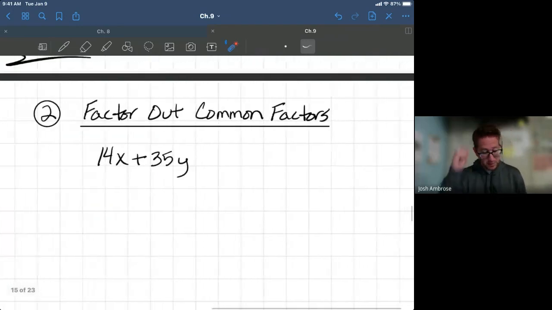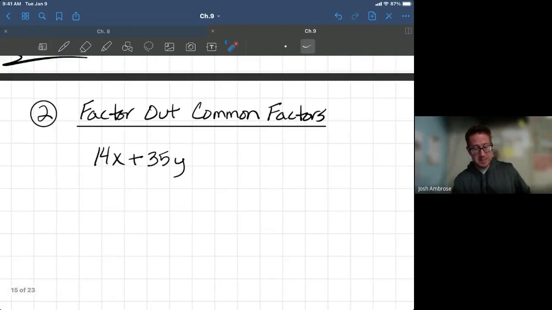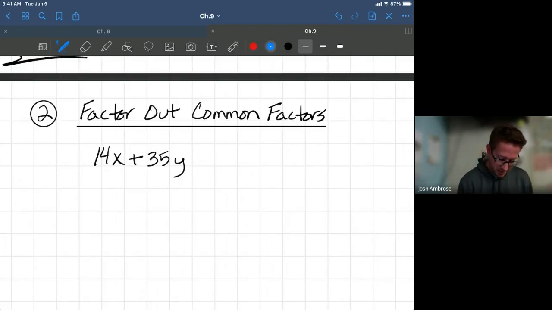Example problem number 2. Now comes this idea of learning how to factor things out. When you factor things out, what you're looking for is what each term shares. And what I mean by shares, I mean common factors. Okay, so let's take a little time out. You have 14 and you have 35. Let's think about common factors that they each share.